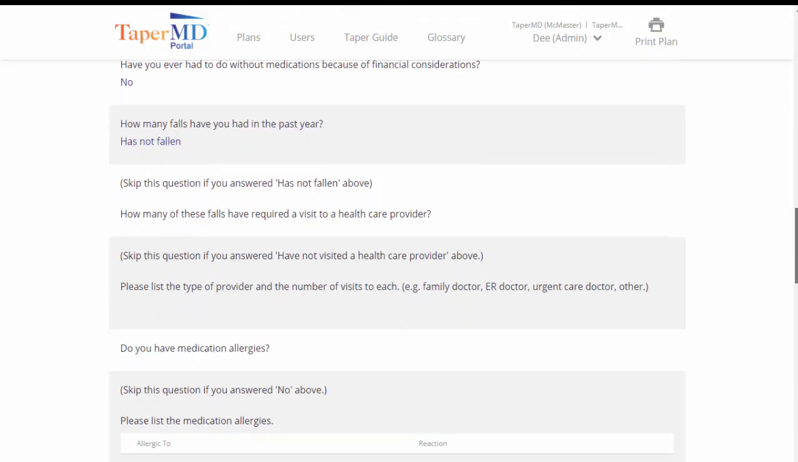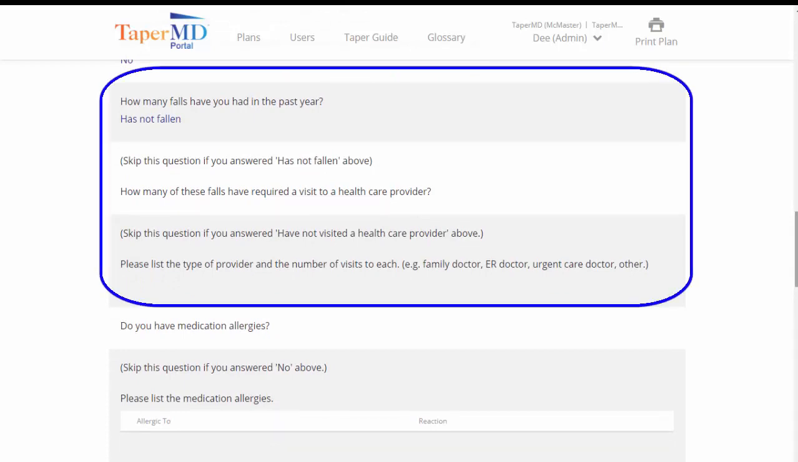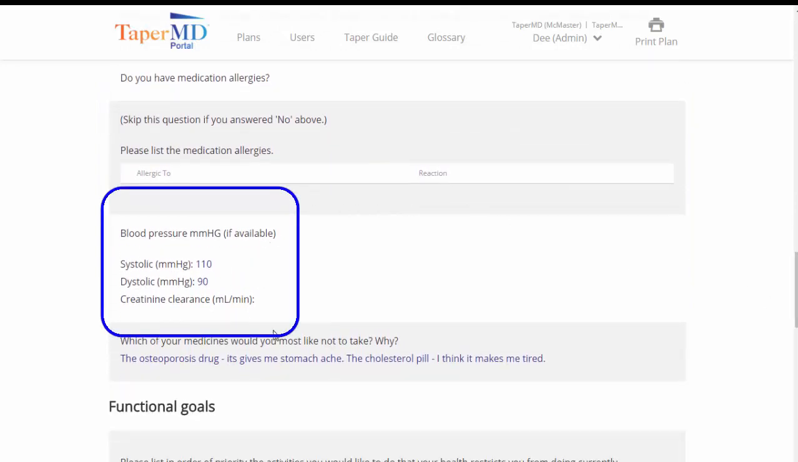Down the bottom here there's information about things that might be clues to Judy having adverse effects from her medication. For example, whether Judy's had any falls that have needed medical attention. Down here there's Judy's blood pressure. So if Judy's blood pressure was low, that might be a clue that perhaps she's being over-medicated for her hypertension.